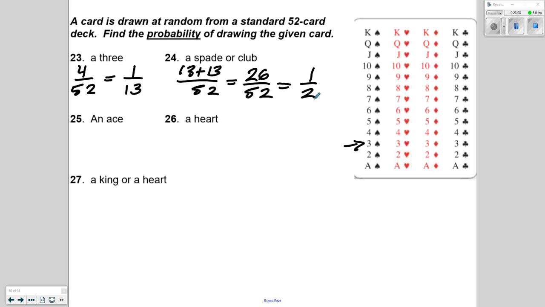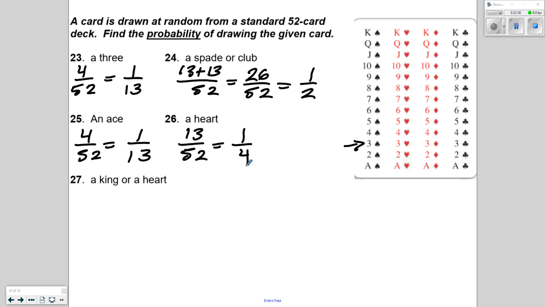Then for 25, that's very similar to 23. We just got to figure out how many aces are in the deck. There's also 4 aces. So that's 4 out of 52, which is 1/13 again. Then how many hearts are there? That's 13, a fourth of the deck. And that's why we get a fourth when we simplify that fraction.